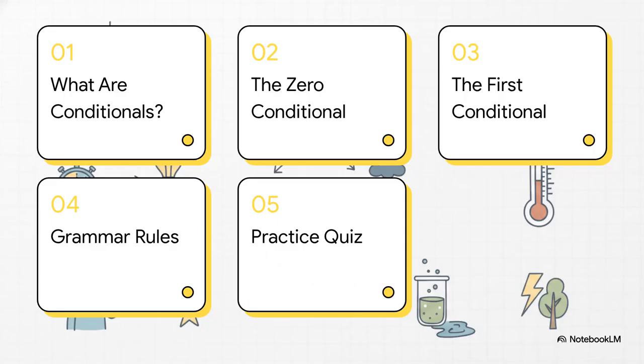Here's our quick game plan for today. First, what actually are conditionals? Second, we'll look at the zero conditional. Third, the first conditional. Then we'll cover a few super important grammar rules. And finally, we're going to finish up with a little practice because practice makes perfect.